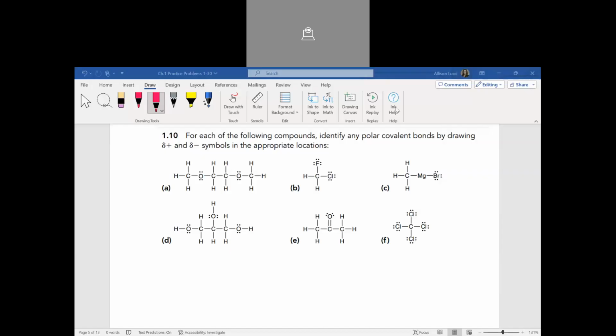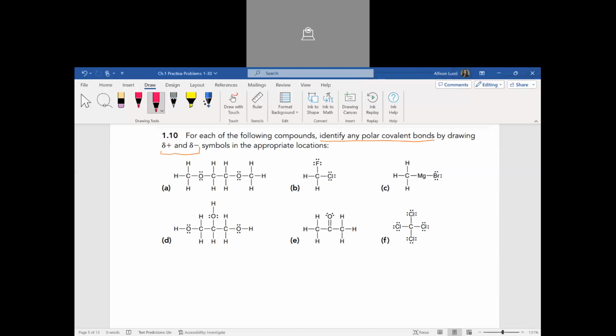In problem 1.10, we are asked to identify any polar covalent bonds. To indicate this, we're going to use our delta positive and delta negative symbols in the appropriate location. That means determining which of the two atoms on the end of the bond would hold a slightly positive charge and a slightly negative charge. So that has to do with electronegativity.